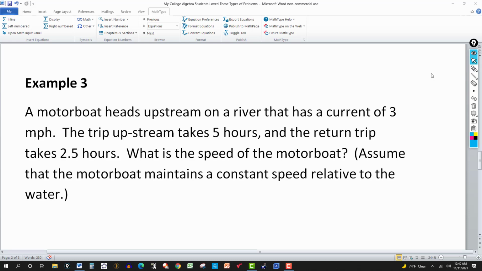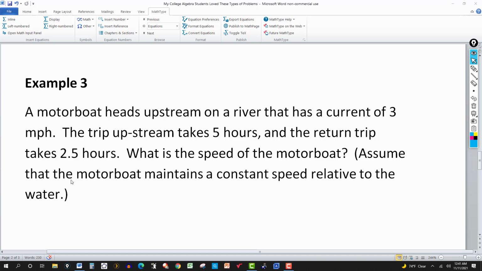This one again deals with velocity and distance. So a motorboat heads upstream on a river that has a current of 3 miles per hour. Now, the trip upstream takes 5 hours. Upstream, it's going against the current. And the return trip, that's downstream, the current is pushing the boat. So it takes less time, 2.5 hours. What is the speed of the motorboat?